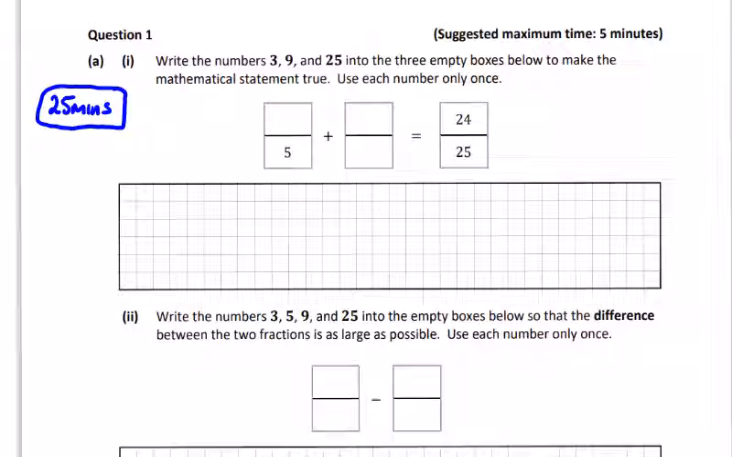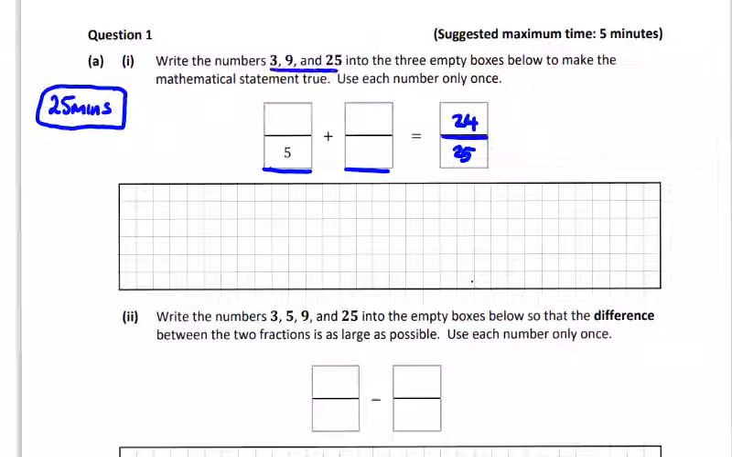So we're told here, write the numbers 3, 9 and 25 into the 3 empty boxes. And we're told the answer is 24 over 25. So if the answer is a fraction less than 1, both of these numbers have to be less than 1. So what have we got?